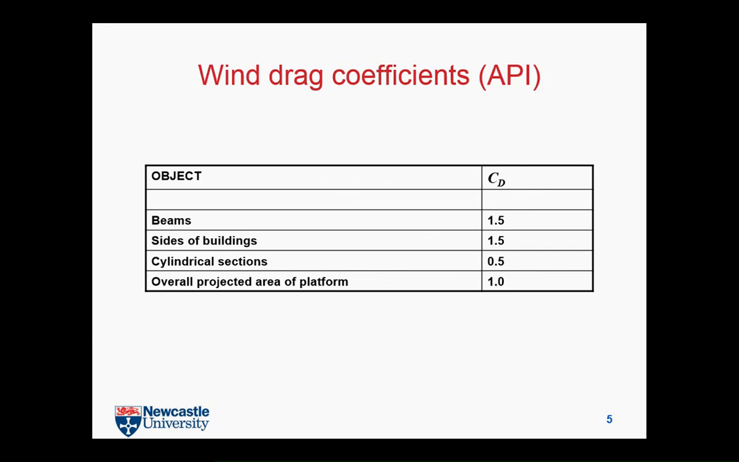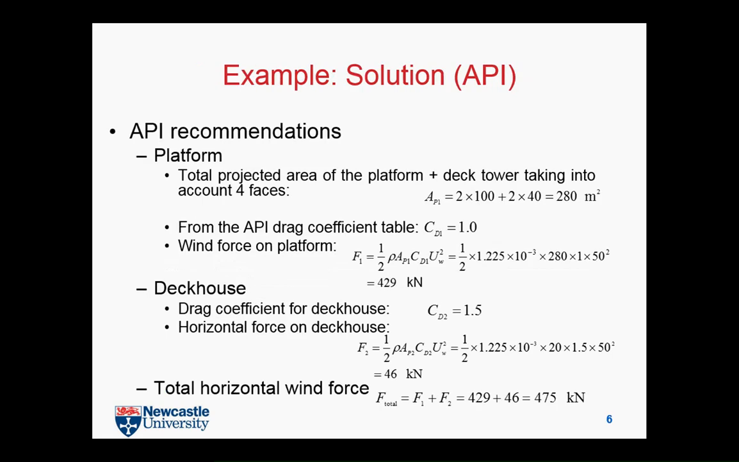For the first part, we use the overall projected area of the platform, because we have the facing side. And for the back halls, it's a building on your structure, and we use 1.5. You can see that in the following page.